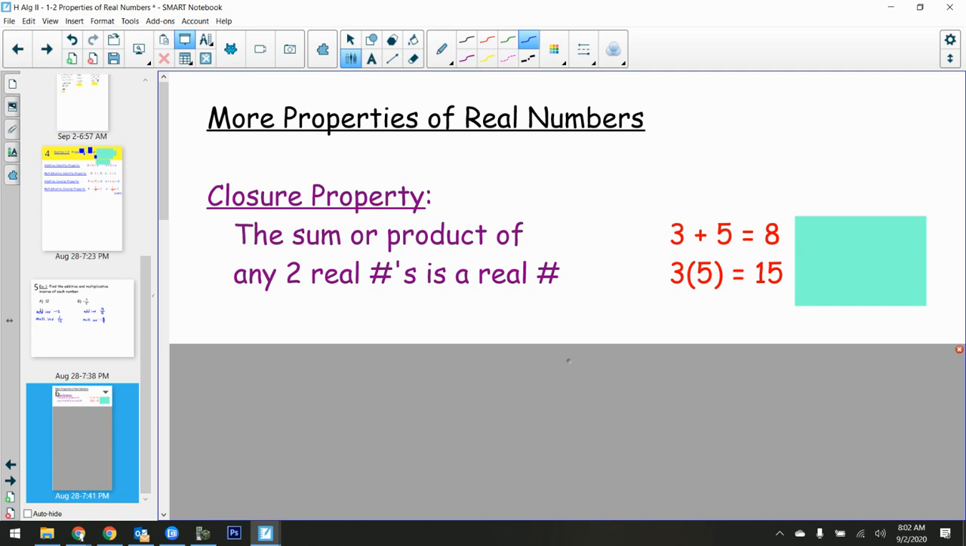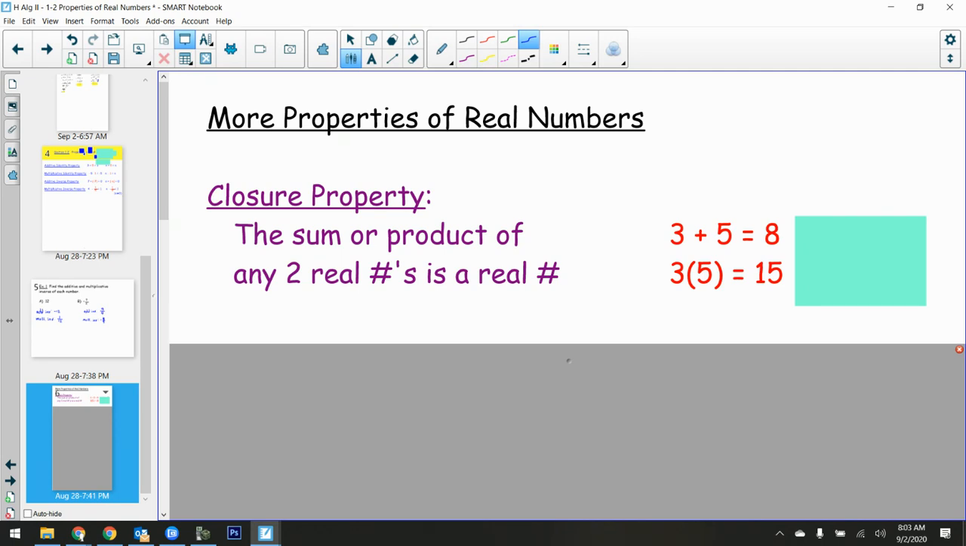Well, that makes sense, right? If I have two real numbers and I add them together, could I get anything other than a real number? No. It has to be a real number. Like 3 plus 5 is 8. I know that's really simple, but what am I getting at here? I'm saying that if 3 is a real number and 5 is a real number, then since the closure property holds, 8 must also be a real number, which it is.